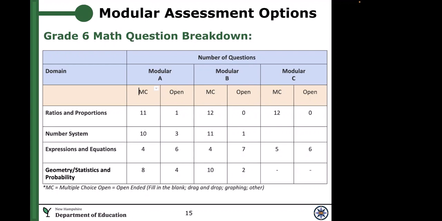created a spreadsheet here that says for ratios and proportions, this is modular A, there are 11 multiple choice and 1 open. Modular B has 12 multiple choice, no open, same with modular C. So you can start to see what the ratio of multiple choice and open questions might be, like a drag or fill in the graph or put in an equation. So sometimes when you're choosing which modular, this might help you figure out which modular you might want to choose.